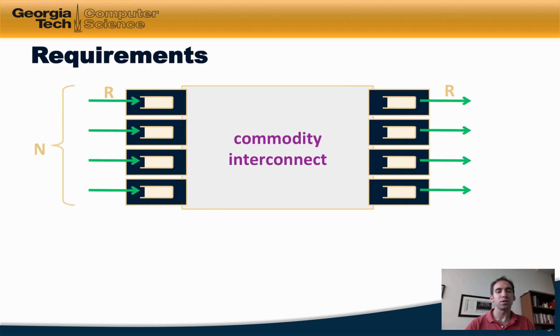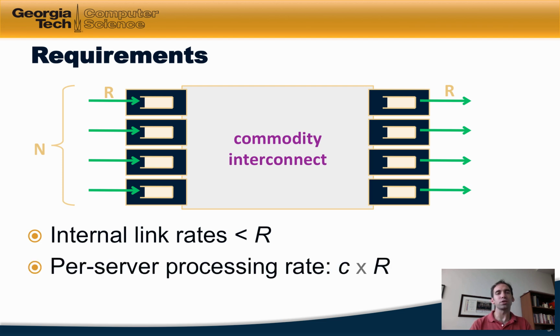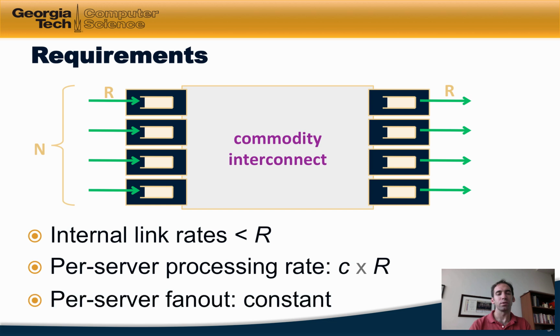The interconnect has some additional requirements. We want internal link rates to be less than r. The reason for that is because we are trying to build the interconnect with commodity hardware. And if the interconnect required a speed up beyond that of the network interfaces facing externally, then we'd be unable to build that interconnect with commodity hardware. We'd like the servers themselves to be able to process traffic at a rate of c times r, where c is a small integer constant. We will see the reason for that speed up shortly.